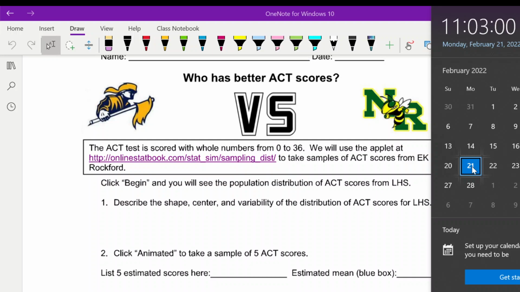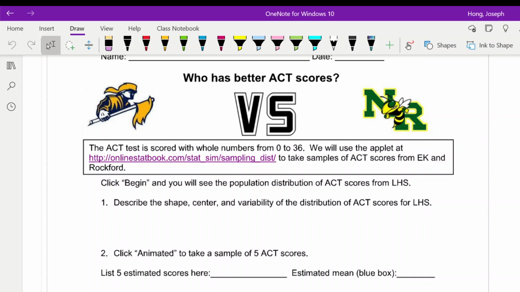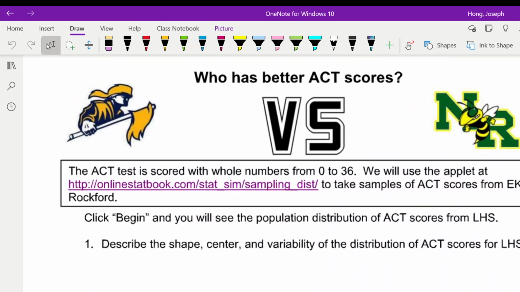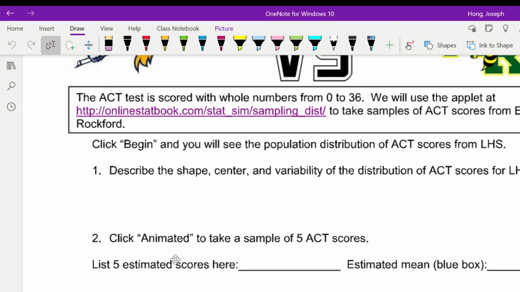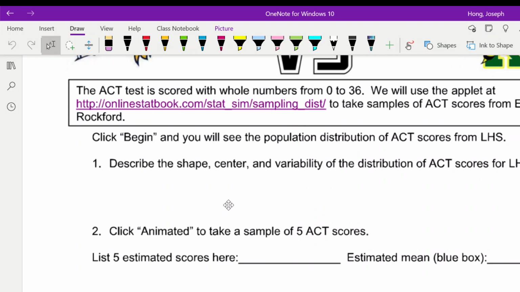For your lesson today, we're only going to do one section, and this is actually a really important section because we're going to be learning a very pivotal and universal concept that we're going to be using continuously throughout the rest of AP Stats. So, what you can do for me is to get into this website, onlinestatbook.com/stat-simulation/sampling distribution, and you're going to be able to use this applet to help us understand the concept more.